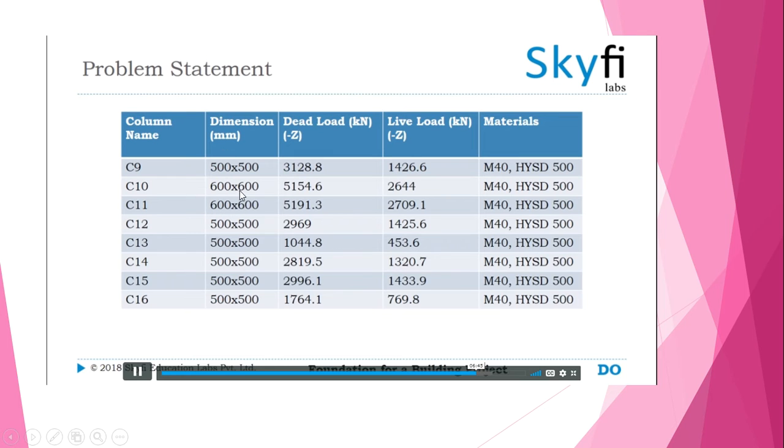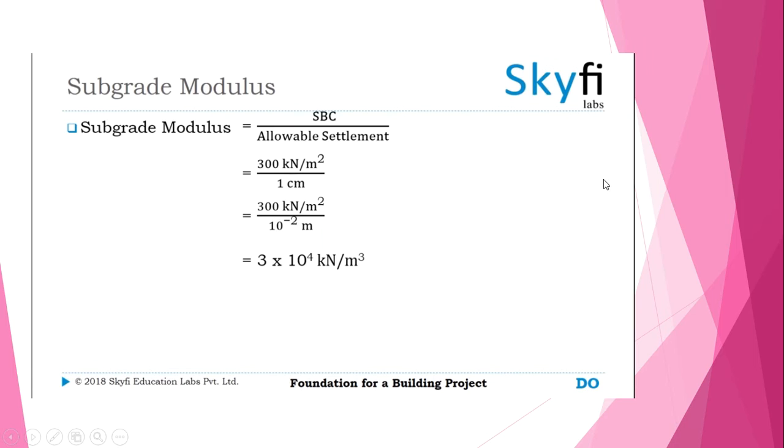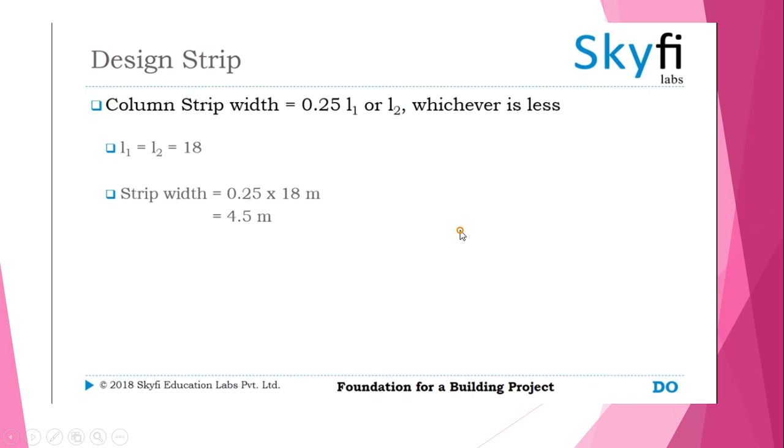The dimension of this column is 600 by 600 mm. In a similar way, by getting this data, we then find the subgrade modulus, which is required in SAFE software. The subgrade modulus is equal to the SBC, the safe bearing capacity of the soil, upon the allowable settlement. The SBC of the soil is given in the problem statement, that is 300 kg per meter square, upon 1 centimeter allowable settlement. By doing the calculation, we can get the value of the subgrade modulus.